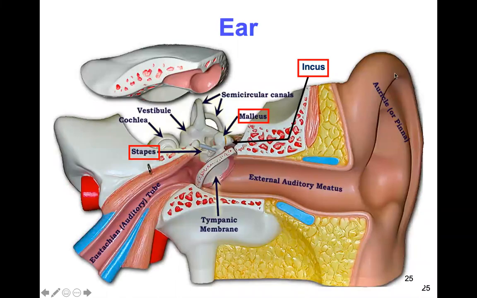When we look at the ear model, again, here is the pinna, or the auricle of the ear. Here's the external auditory meatus. Here's the tympanic membrane. Then you have your malleus, your incus, and your stapes. Here are the semicircular canals. The semicircular canals attach to the vestibule. And on the other side is the cochlear for hearing.